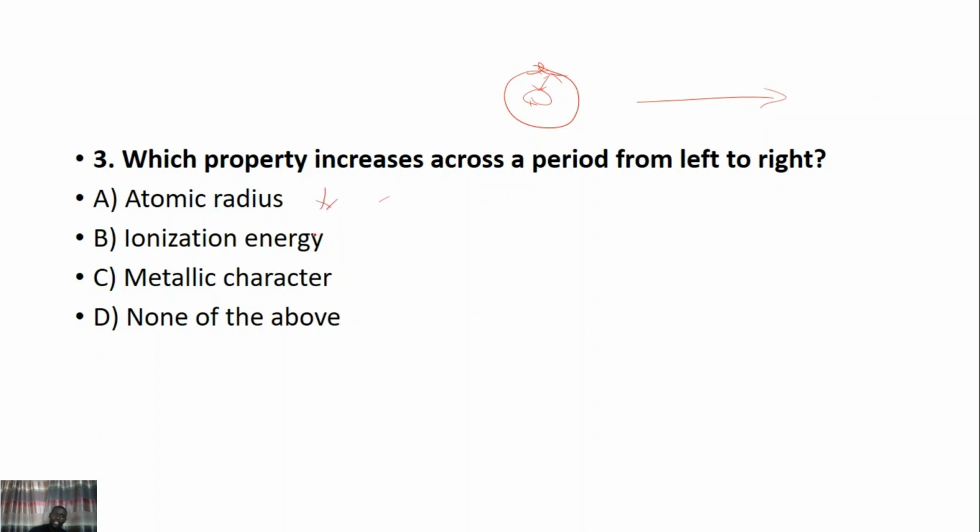Ionization energy, the energy needed to remove an electron from an atom. Does it increase as you move across the table? Yes, because the number of valence electrons increases, and as it increases, the amount of energy you need to remove it increases. So this is correct. Metallic character is not correct, because as you are moving from left to right, you'll be moving towards the non-metals. None of the above is not correct. The correct answer is ionization energy. It increases from left to right.